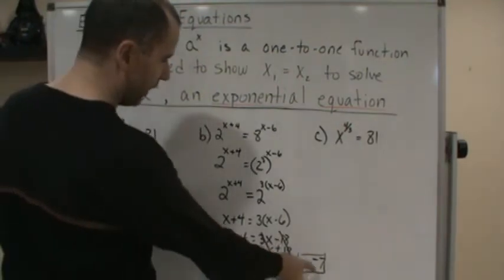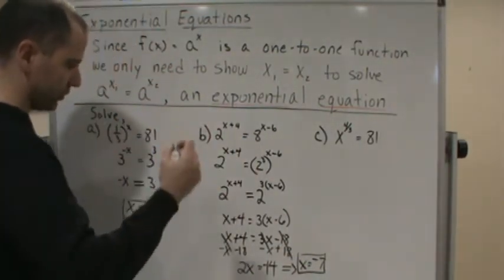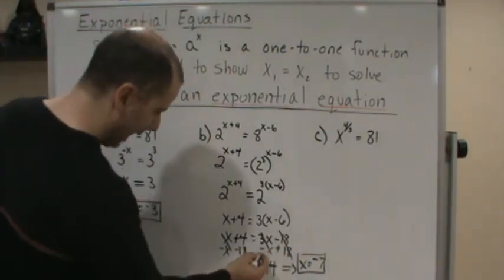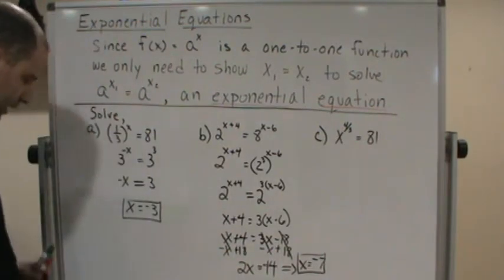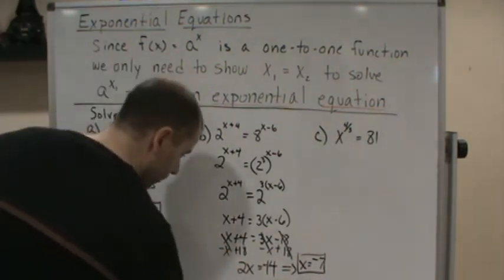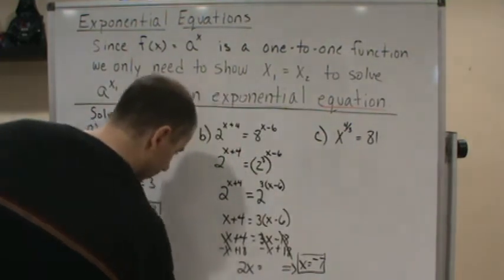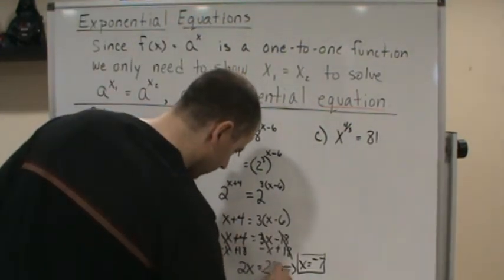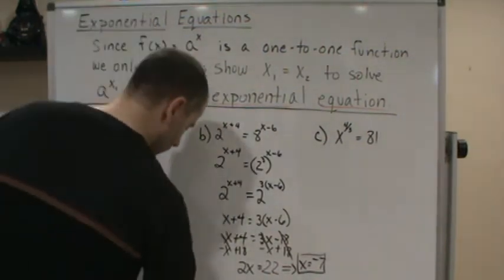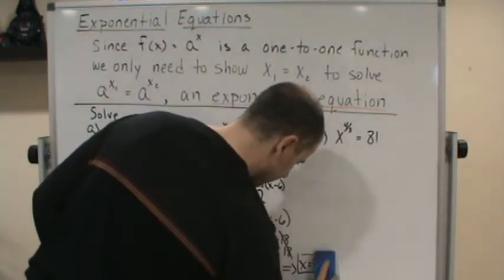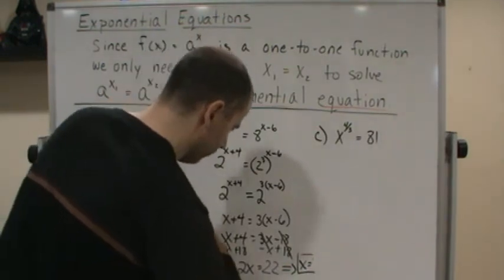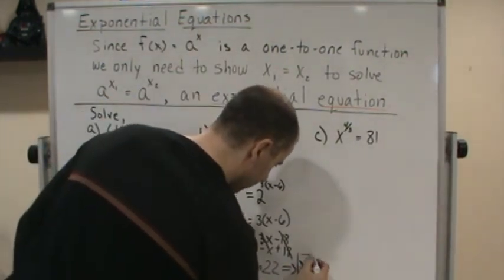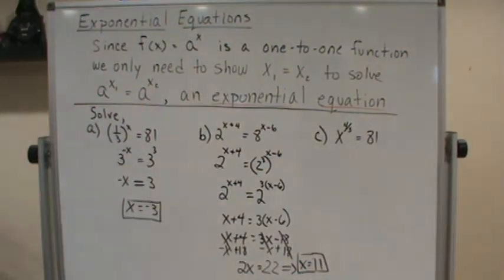See? That's why you should check your answer, because I wasn't getting the same answer on both sides. And I forgot I added 18 to both sides. That's where I made a mistake. So this is 22. Which gives me x is equal to 11. 11 is my answer. Now let's double check.